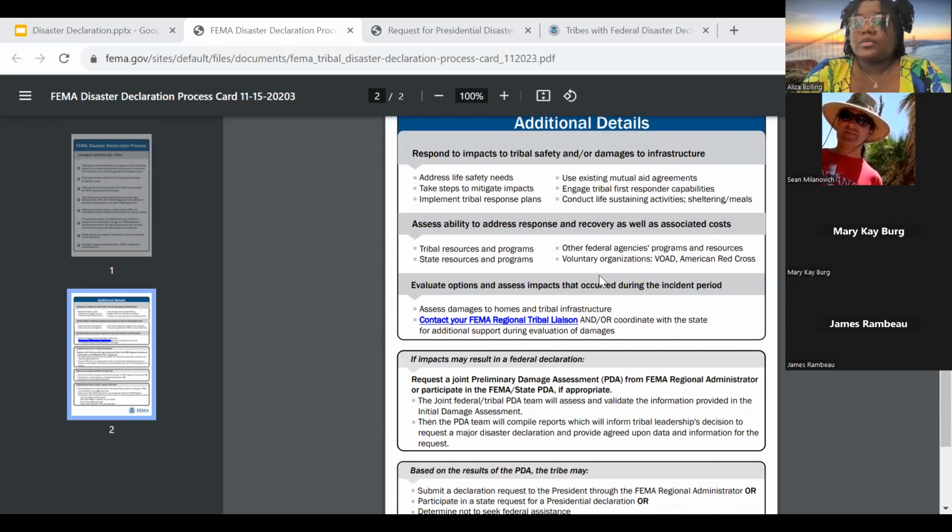In response to immediate damages to infrastructure, they take steps to mitigate impacts. They implement the current or already in place tribal response plans. If there aren't any tribal response plans in action, they will work to make sure that there is one, and that will go through as part of the process while they're submitting that information to the president and his staff. If a response plan is not in place, they will help them put one together, and then they will submit that information over.